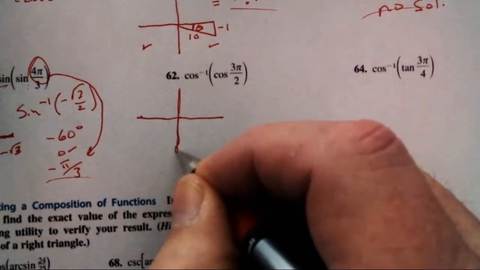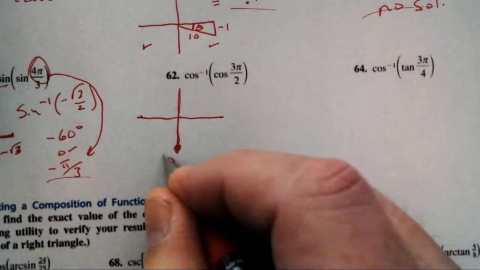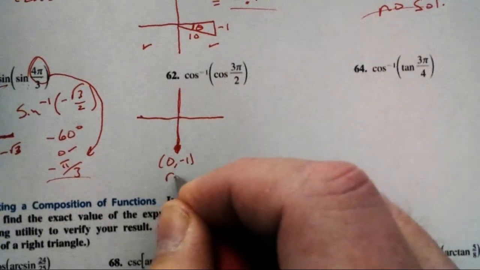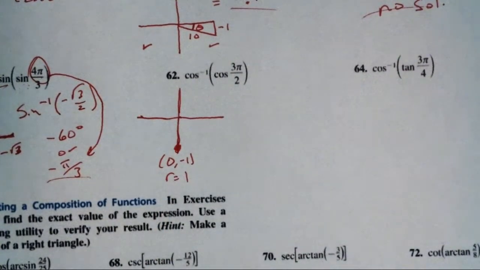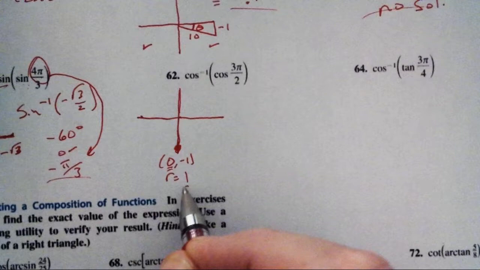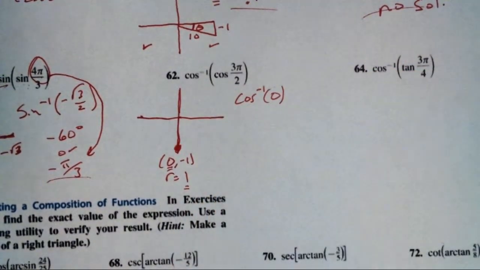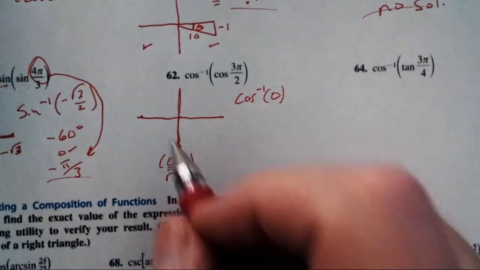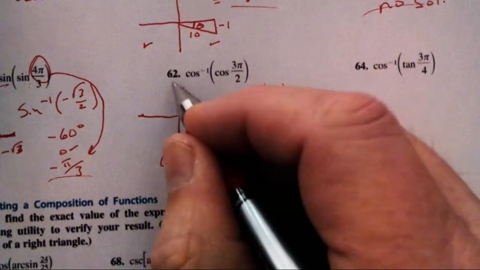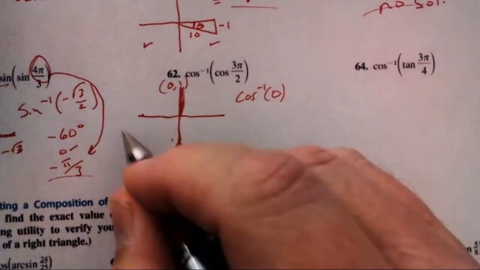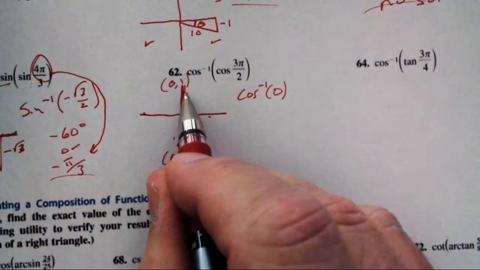1/2, 2/2, 3/2 pi. This would be like the point 0, -1, where r is 1. Cosine is x on r. This is just asking cosine inverse of 0. So when is cosine 0? Well, it's 0 here at 0, 1. It's 0 if you spin 1,000 times around and then go to there.